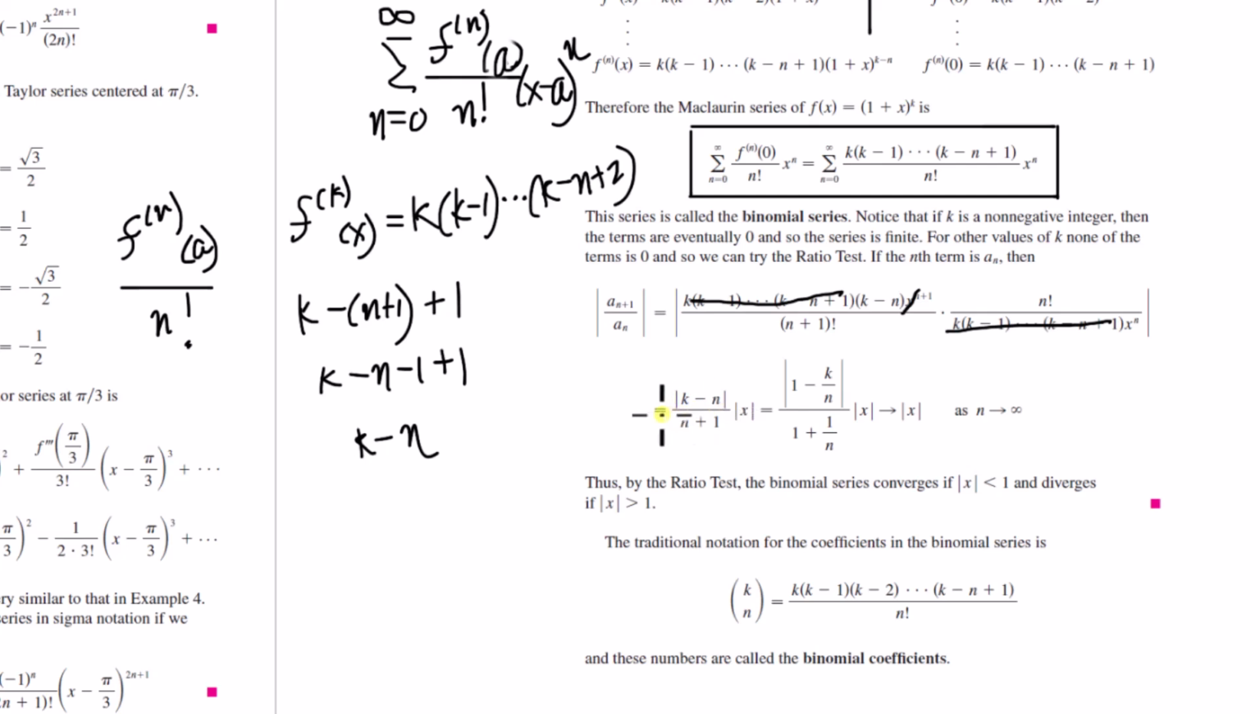You can't remove the absolute value here because k can be any number. You can remove it down here, and you can't remove it on the x. So they multiply the numerator and denominator by 1 over n, and you could bring it inside the absolute value because n is always positive. And then when you take this limit, this goes to 1, this goes to 1, as n goes to infinity. And so this goes to the absolute value of x. This limit of a sub n plus 1 over a sub n goes to the absolute value of x as n goes to infinity.